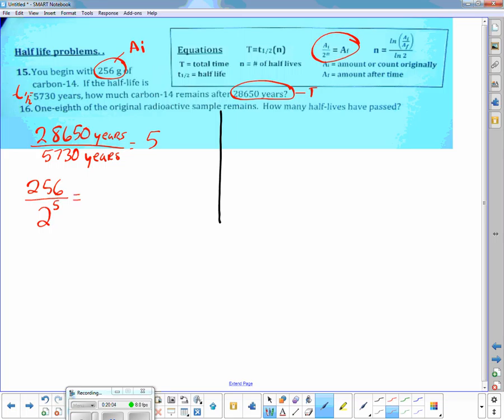Now, on your calculator, if you don't know what 2 to the 5th power is, or you don't know how to put it in, type 2 times itself 5 times, and that gives you 2 to the 5th. Make sure you put it on the bottom. We got 8 exactly.